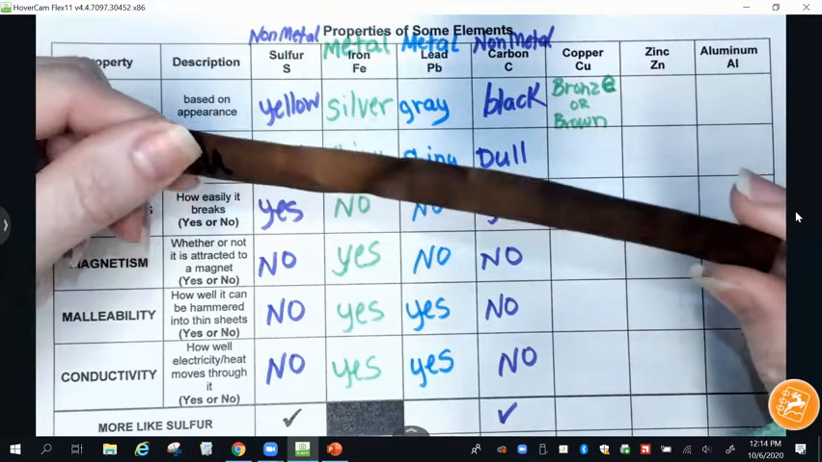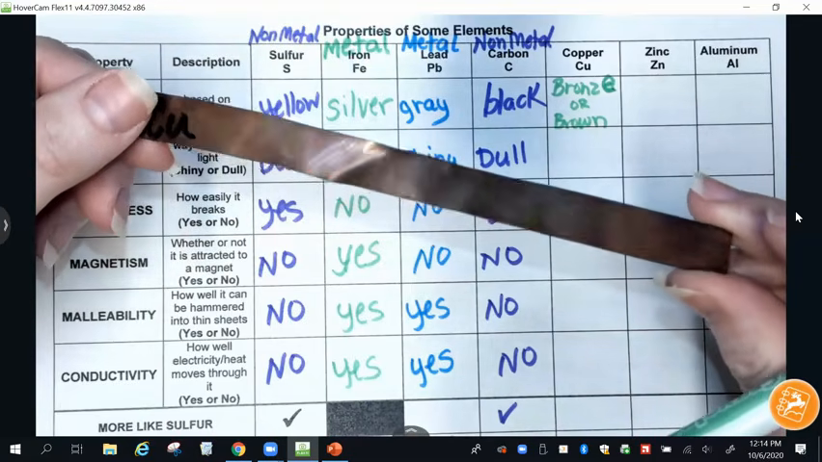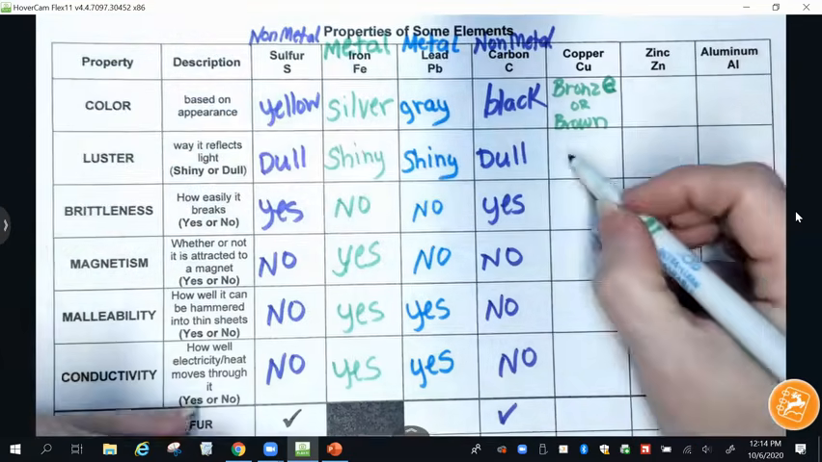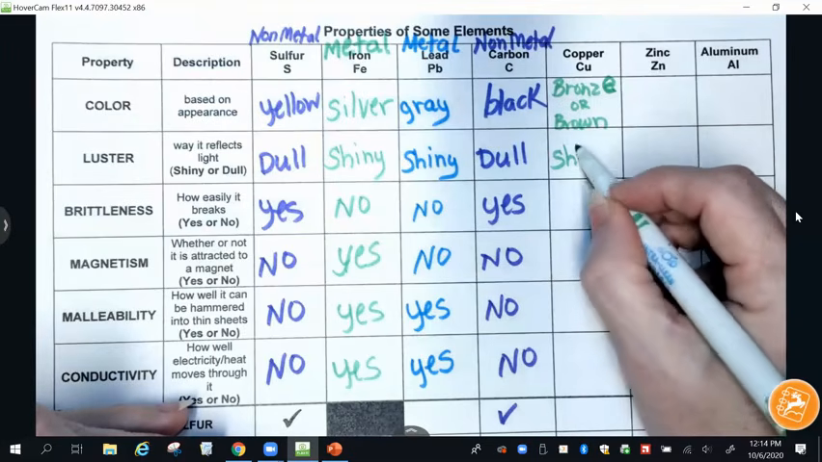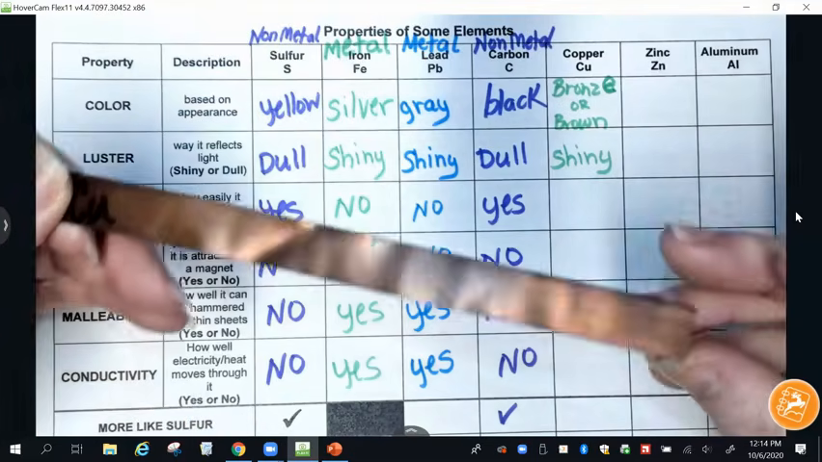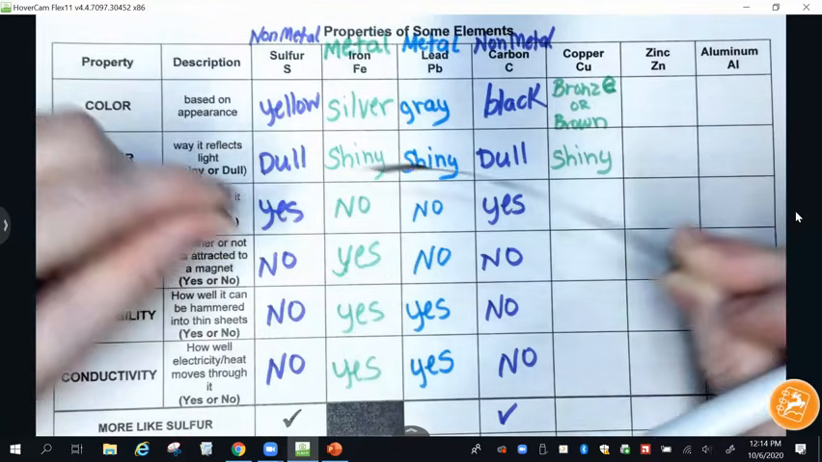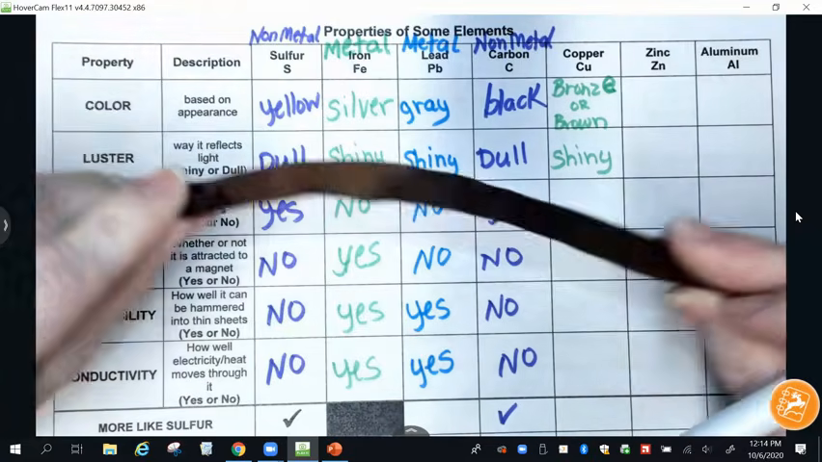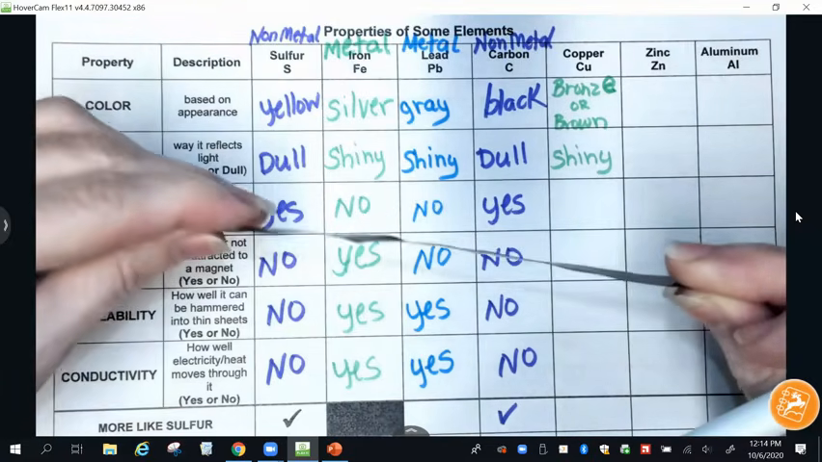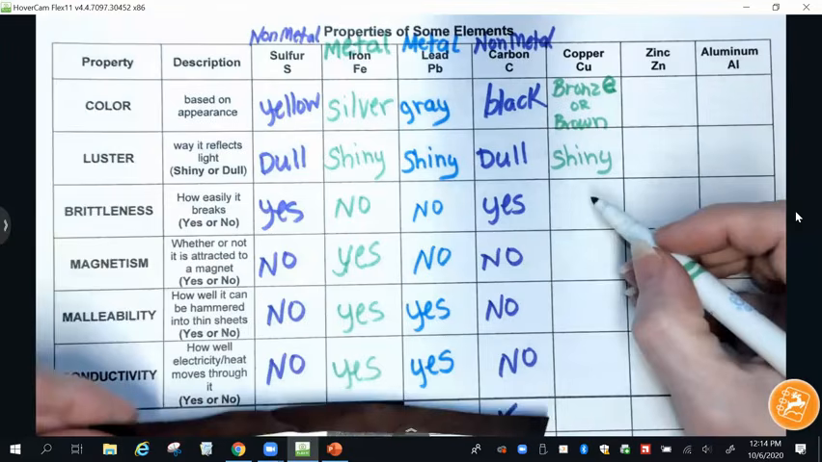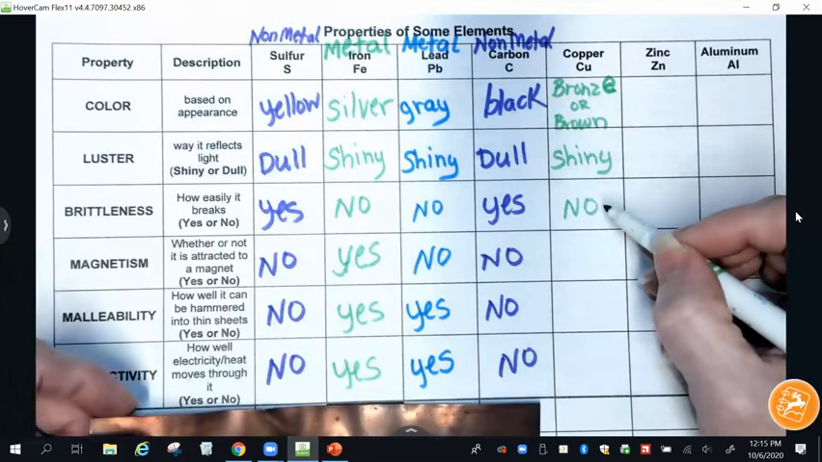Now, luster. Does it reflect light from the camera? Yeah, you can see light shining back. So we say shiny. Yes. Is it brittle? Well, look at it. If it was brittle, would I be able to bend it like this? No. If it was brittle, I couldn't bend it. It would break. It wouldn't bend. So for brittleness, we say no.